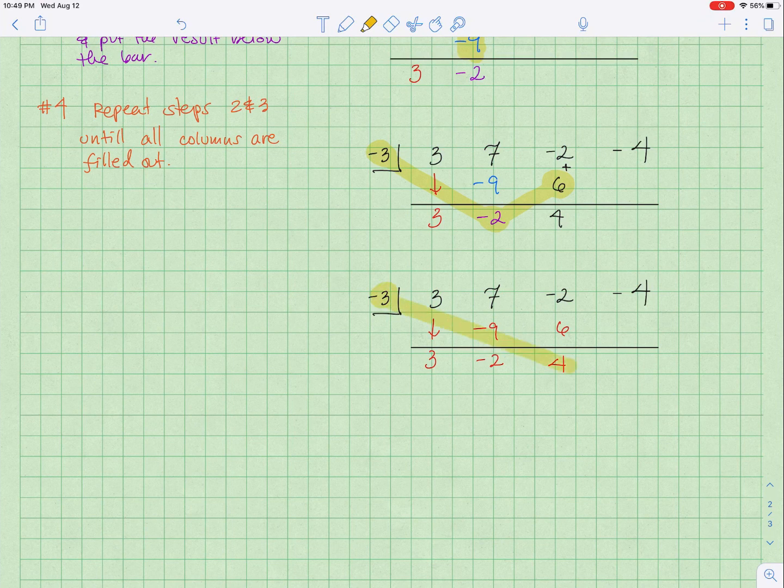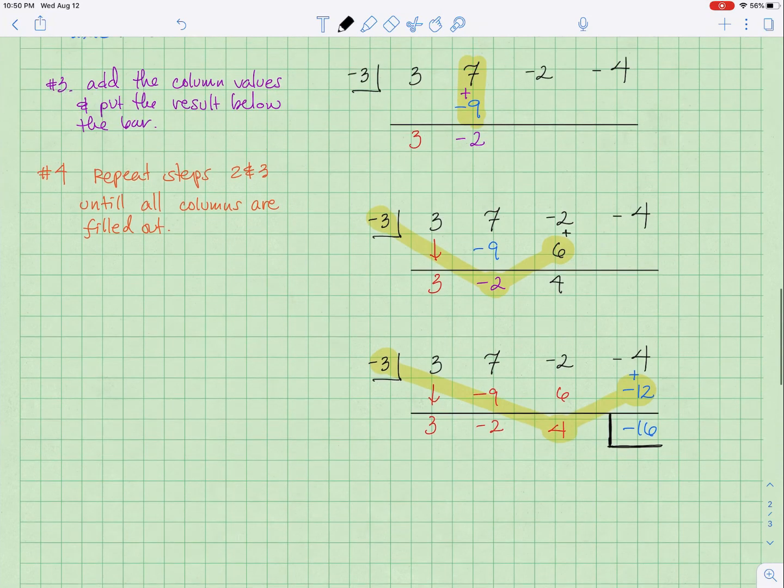Take negative 3, multiply it by the value below the bar, and place the result in the next open position. So let's see here. Negative 3 times 4 is negative 12. And then finally we'll add those together and we'll get negative 16. Now, once that's done, we're going to place another little crook here around this last value to separate it from the other values. And we're done with the synthetic division.